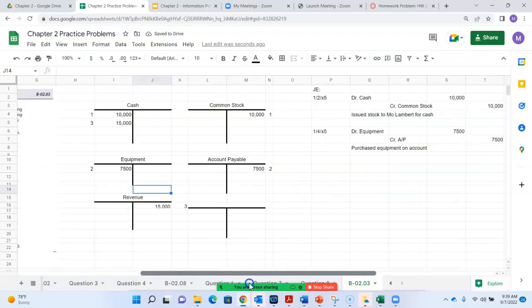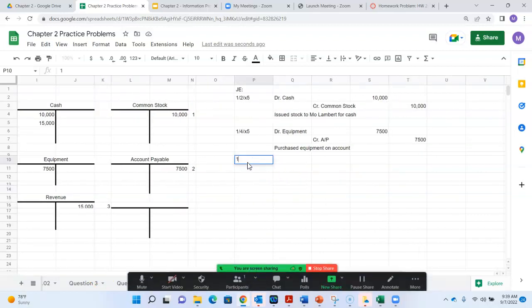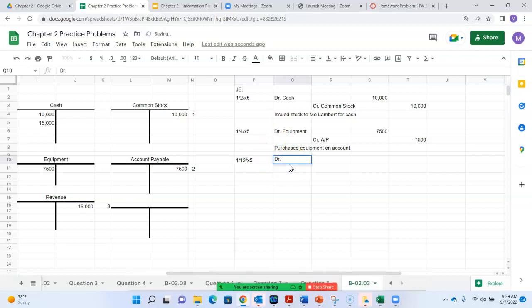So let's go do our journal entry. January 12th of X5. We are going to debit our cash. We are going to credit our revenue. The amount is $15,000 for each. And our description, provided services to customers for cash.